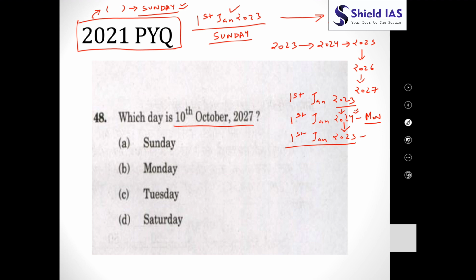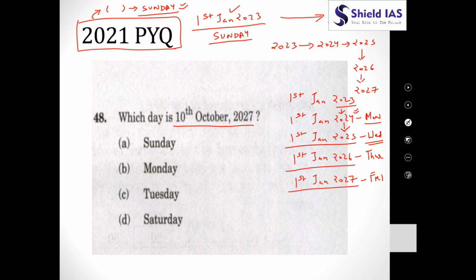So after crossing 2024, we have to add 2. While crossing a leap year, we add 2 days. So Monday plus 2 would be Wednesday. Then 1st January 2026. Now, is 2025 a leap year or not? No, 2025 is not a leap year, as it is not divisible by 4. So we add only 1 day. So 1st January 2026 is Thursday. Then 1st January 2027, again add 1, you get Friday, as 2026 is also not a leap year. So 1st January 2027 is Friday.